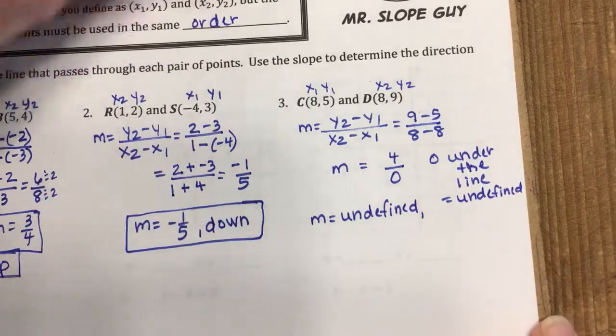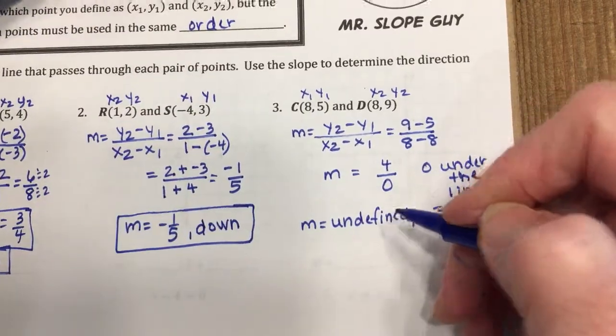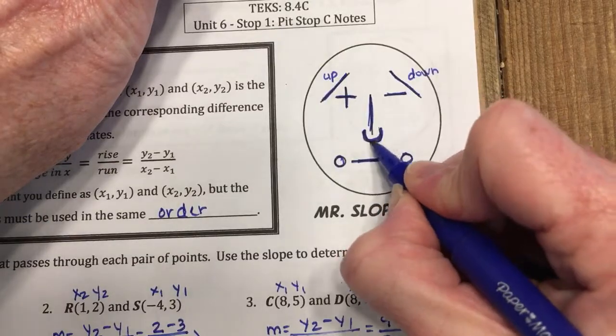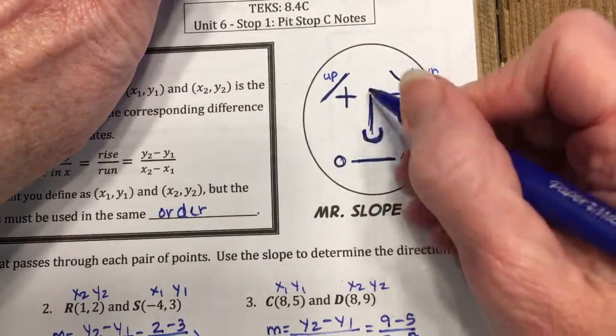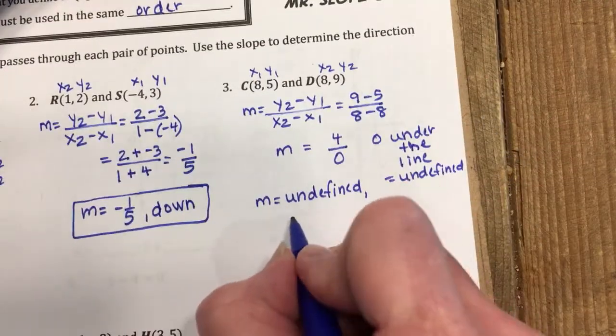And then what happens to my line when the slope is undefined? Okay, well that's the little U guy right here. That tells me this is what kind of line. It's going to be a vertical line.